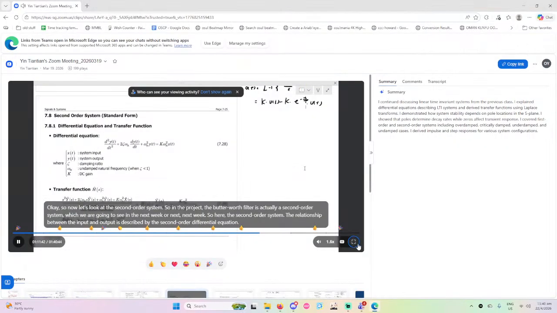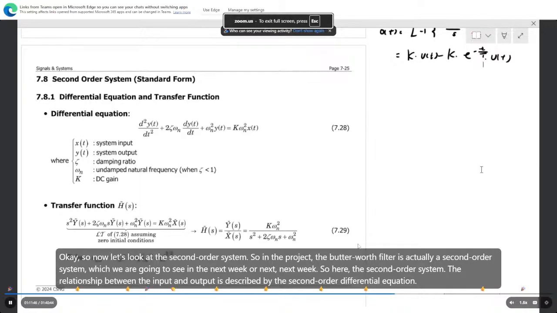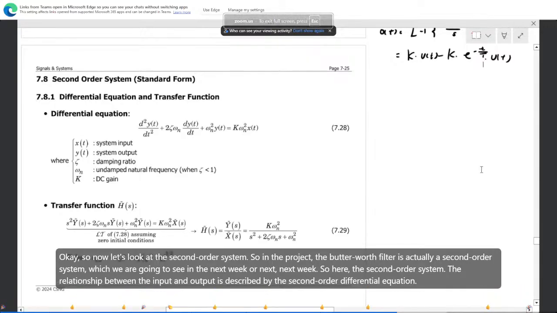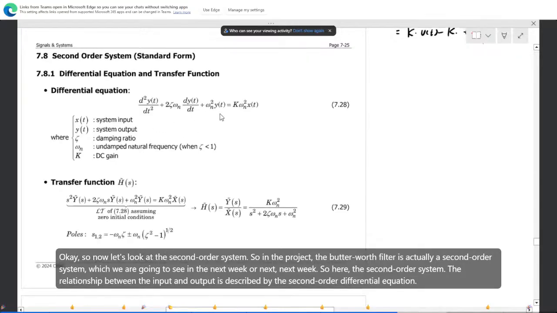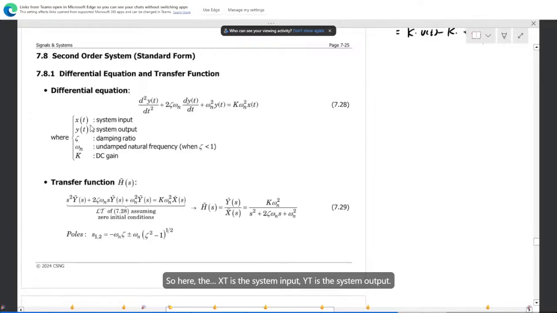So in the project, the Butterworth filter is actually a second order system, which we are going to do in the next week or next week. So here, for the second order system, the relationship between the input and output is described by the second order differential equation. So here, x(t) is the system input, y(t) is the system output, theta is the damping ratio.